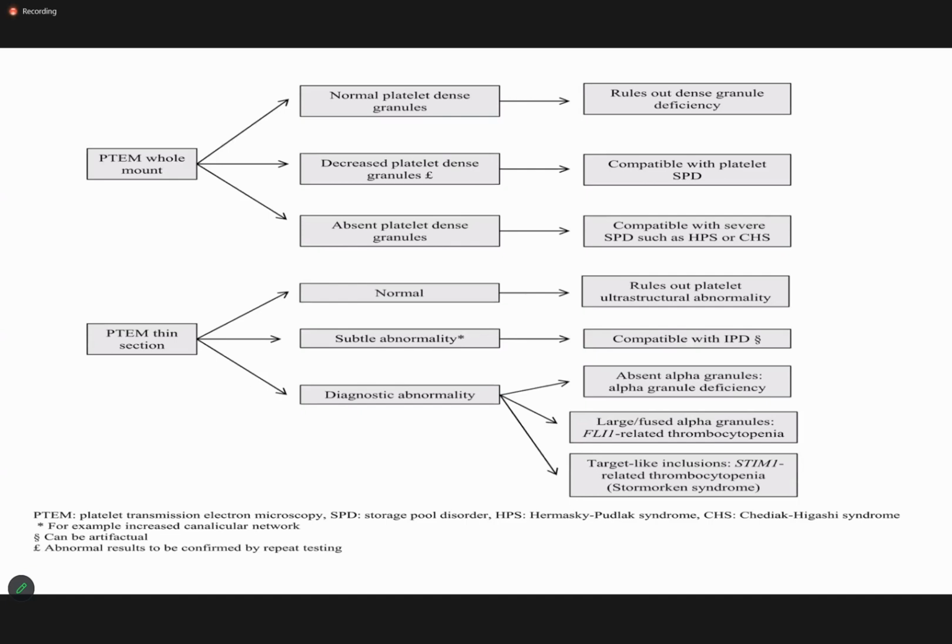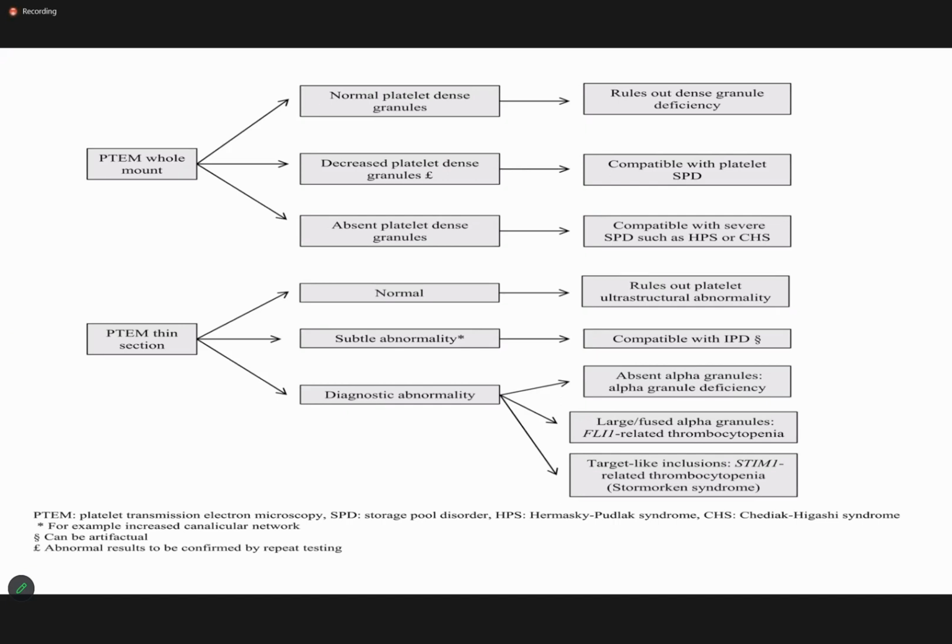When you have normal dense granules, you can rule out dense granule deficiency, but in the whole mount, when there is decreased platelet dense granules, it is compatible with platelet storage pool disease. And if there is absence of platelet dense granules, it is compatible with a severe storage pool disease, for example, Hermansky-Pudlak syndrome and Chediak-Higashi syndrome.